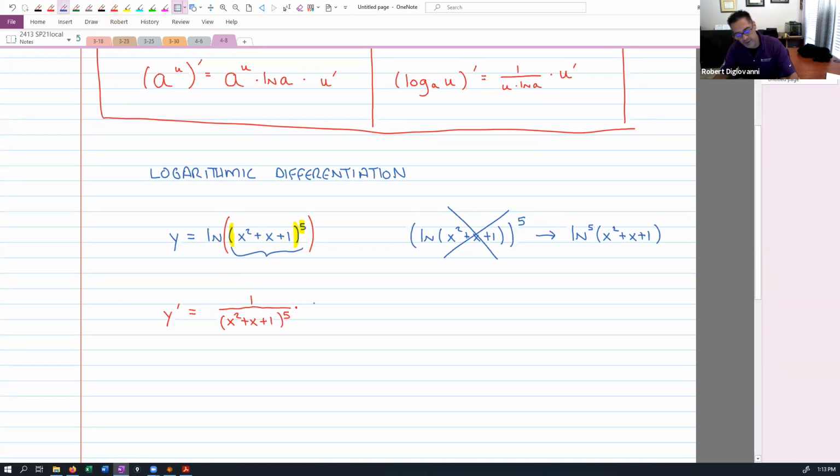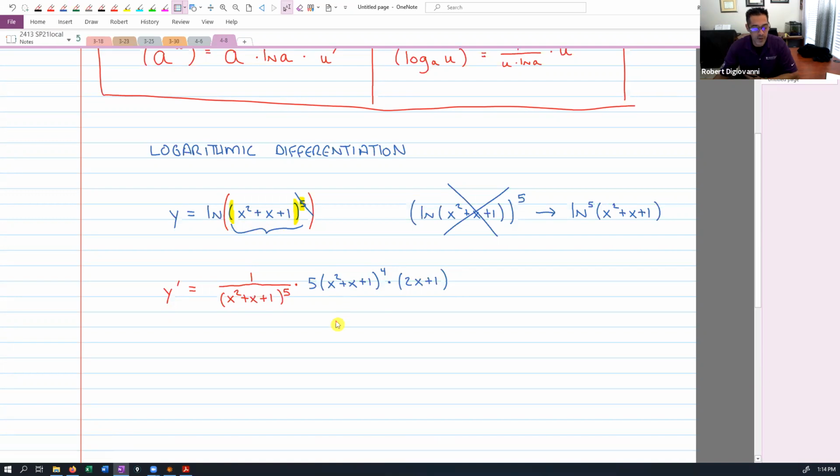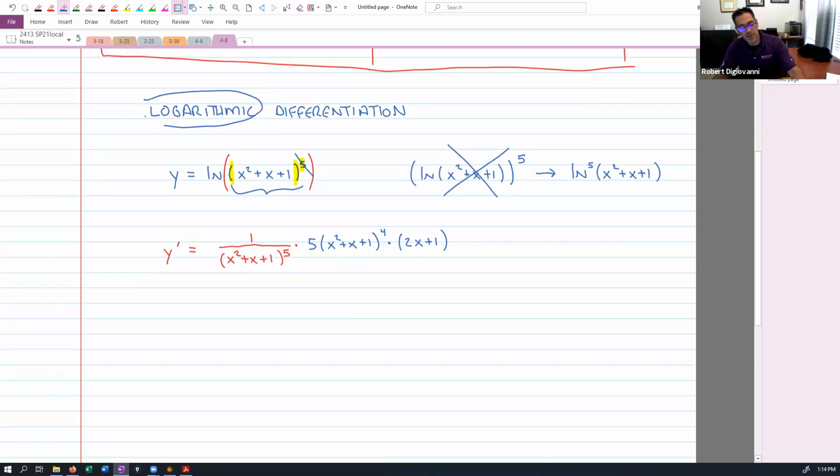So I bring the 5 out front. And then I have x squared plus x plus 1 to the 4th. Now I've taken care of the 5. So now I say times, and now I go in here and take the derivative of what's inside, which is in parentheses 2x plus 1. Does everyone see that's an approach I could have used? Yes? But this idea of logarithmic differentiation allows us to take advantage of properties of logs. So let's revisit the problem again.